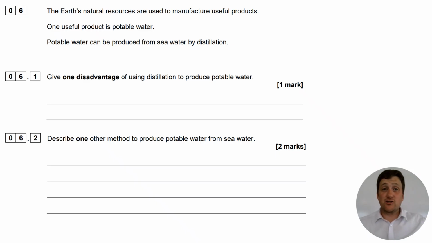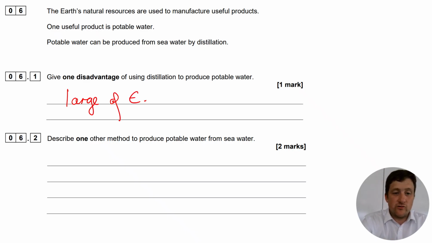Okay, we're on to our last question now. Give one disadvantage of using distillation. Now, you'll have learned about distillation, you'll have learned about potable water, all things of these. The big underlying aspect in the background is economics. So a disadvantage of using distillation is large amounts of energy, because you're having to boil the water and then condense the water. So large amounts of energy required.